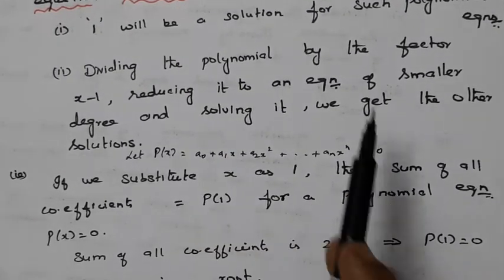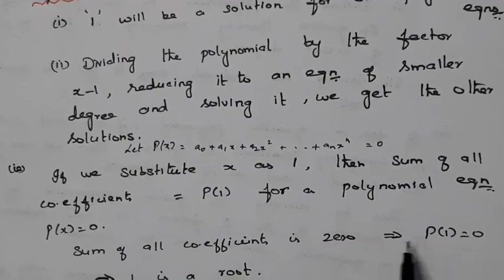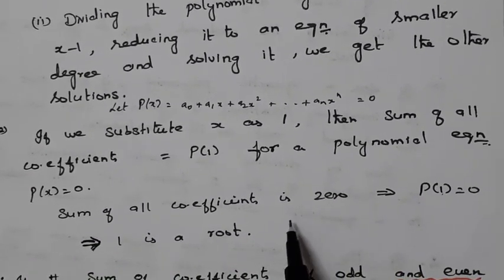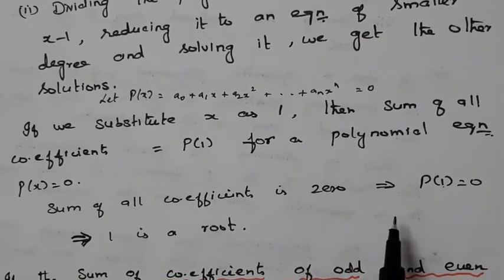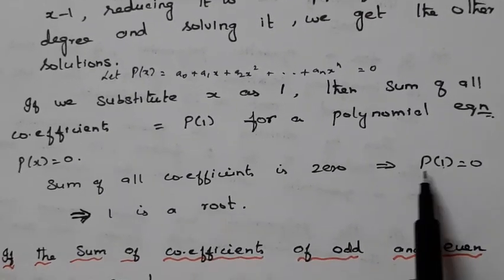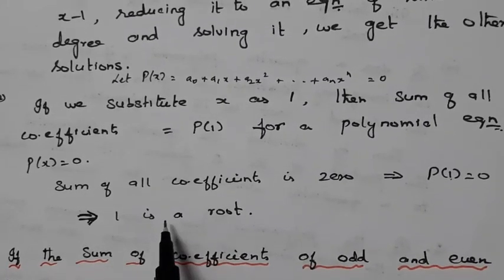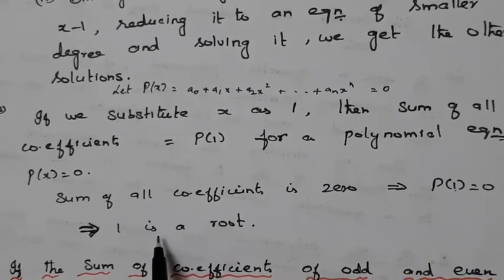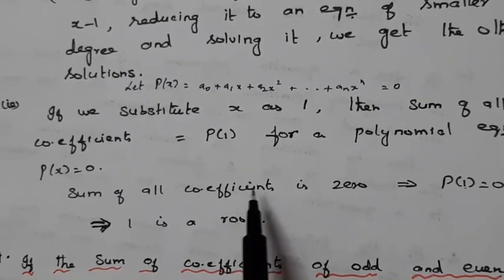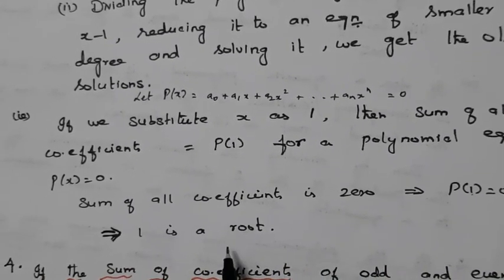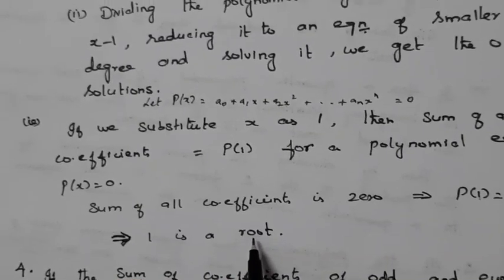If the sum of all the coefficients is 0, then p of 1 is equal to 0. That means that 1 is a root of the given equation p of x. So that is why, if the sum of all the coefficients is 0, then 1 will be a root. And if 1 is a root, then x minus 1 will be a factor, and dividing the polynomial by x minus 1, you will get an equation of degree lesser by 1, and then you can solve this to get the other roots.